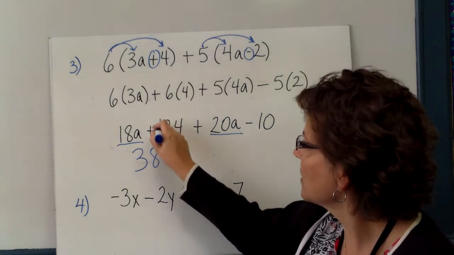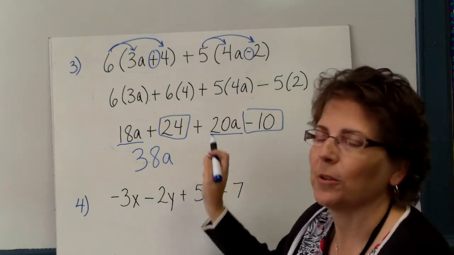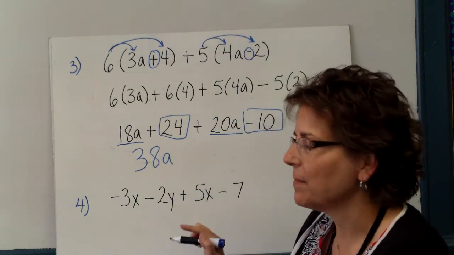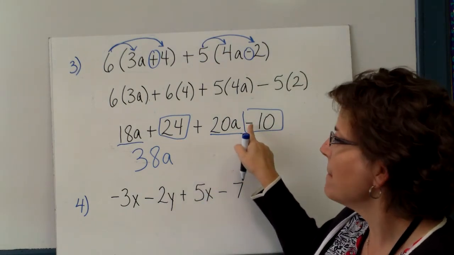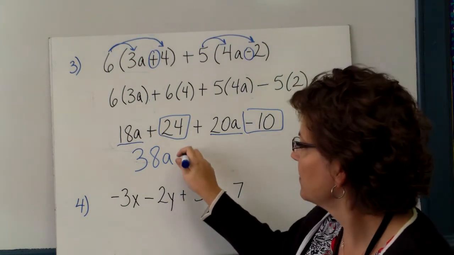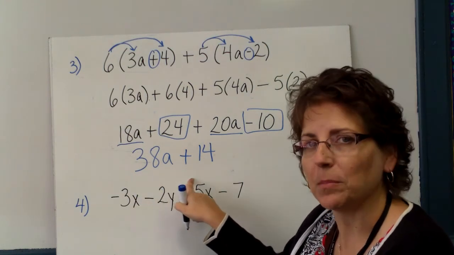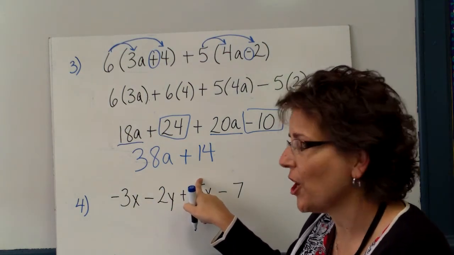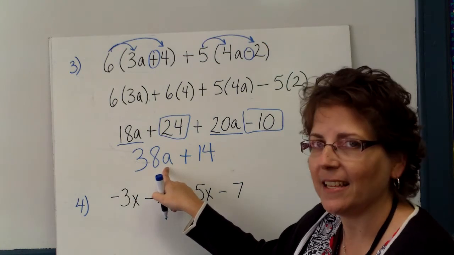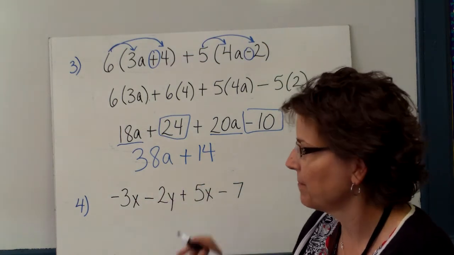Then I've got 24 minus 10. Now you could put a box around these, or you could put 2 lines under them, something to keep them separate, but 24 minus 10 is going to give me 14. This is my simplified answer. This is as far as I can go because now I've got an a and I've got a number without an a. I can't combine them.